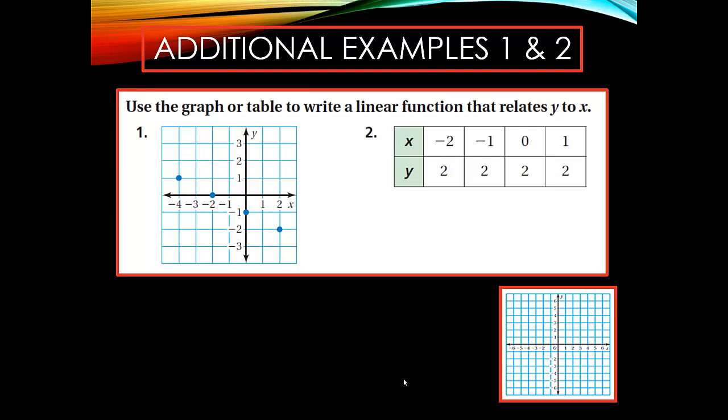Now we have an additional example, so you can pause the video and try it on your own, or you may follow along. Use the graph or table to write a linear function that relates y to x. So for number 1, the first thing we're going to do is we need to find our slope and our y-intercept.